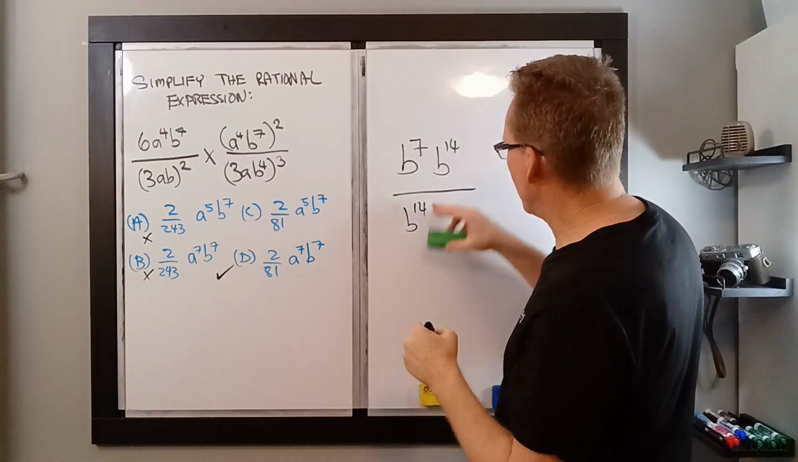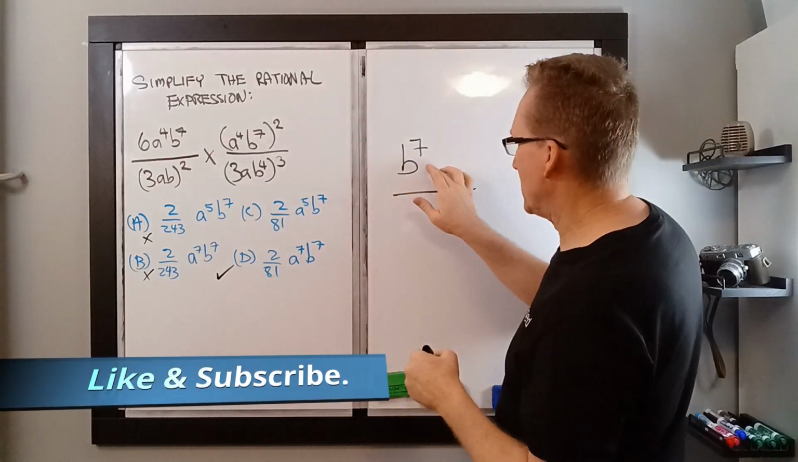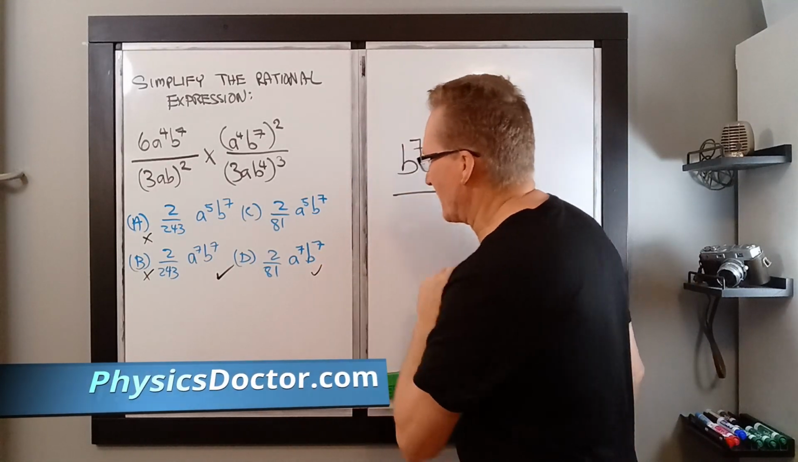B to the 14 over B to the 14. Those two cancel with each other to make a 1 on the top and the bottom. We're left with B to the 7, which also confirms this answer.